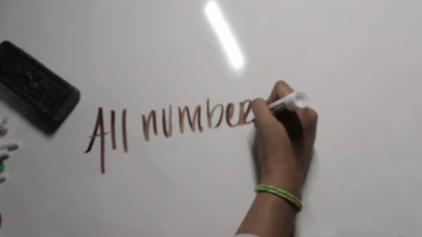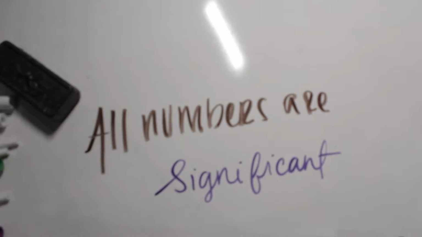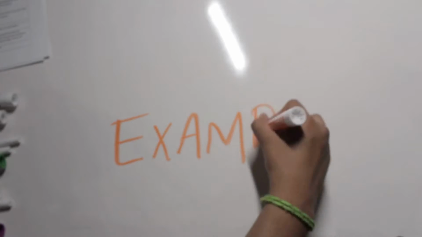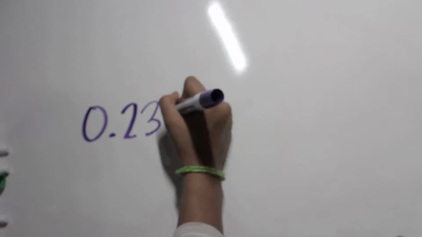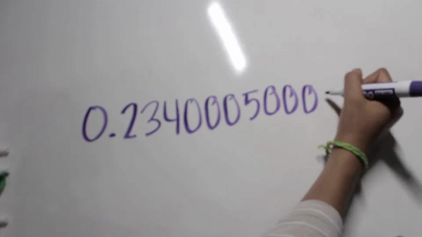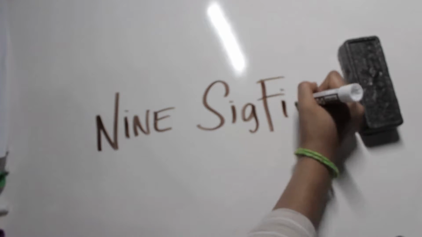Now lastly, let's move on to scientific notation. The rule for this is pretty easy: all numbers inside the coefficient are generally considered to be significant. Let's try an example. How many significant digits are in this number? Pause the video if you need to. Alright, moving on. This number actually has 9 significant digits.